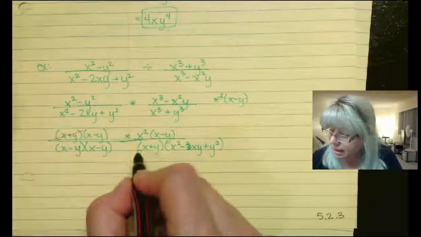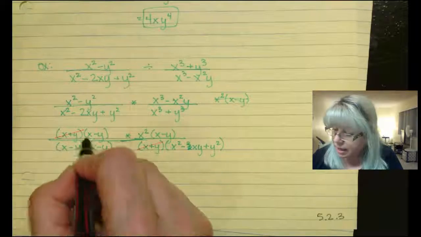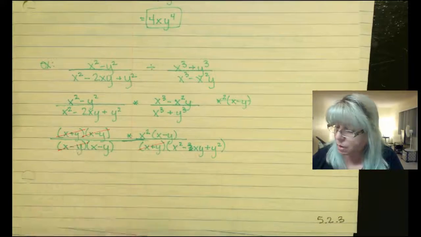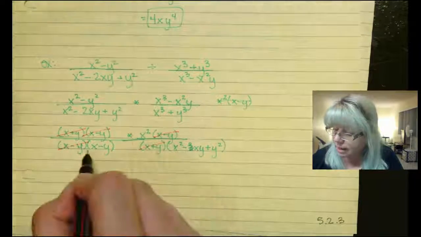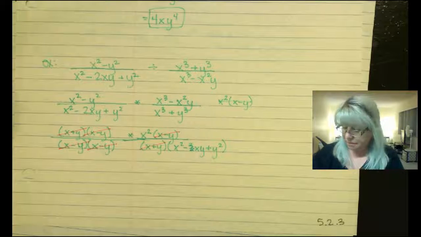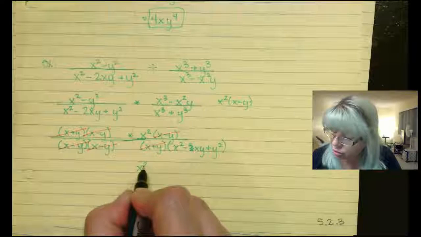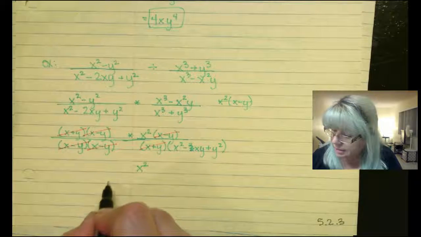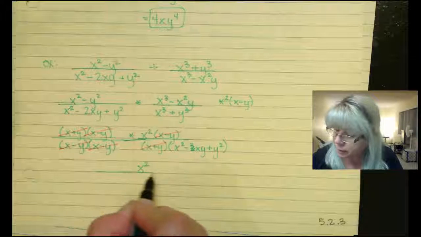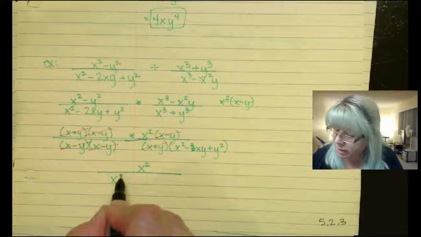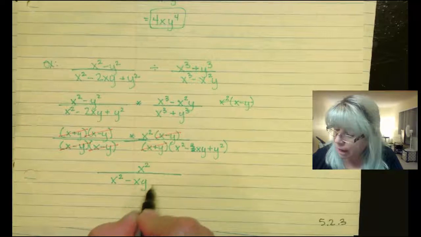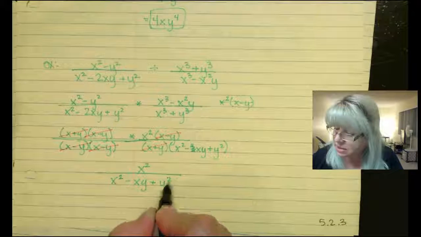X plus y, x plus y. X minus y, x minus y. X minus y, x minus y. That leaves me x squared in the numerator, and in the denominator, x squared minus xy plus y squared.